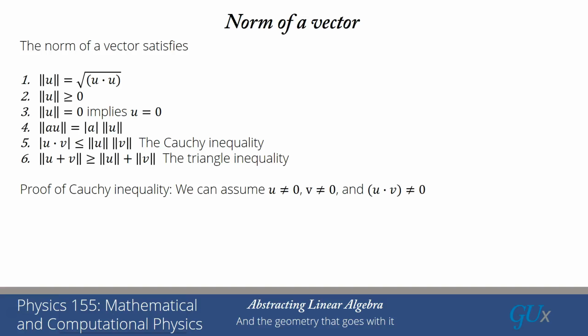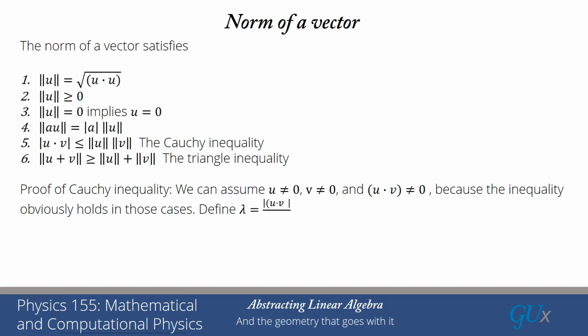So let's prove the Cauchy inequality. We can assume u does not equal zero and v does not equal zero, and the scalar product between u and v is also not equal to zero, because the inequality will obviously hold in those cases. If u dot v is zero, it says zero is less than or equal to something that might not be zero. If u is equal to zero or v is equal to zero, both sides are equal to zero, and so we get the equality.